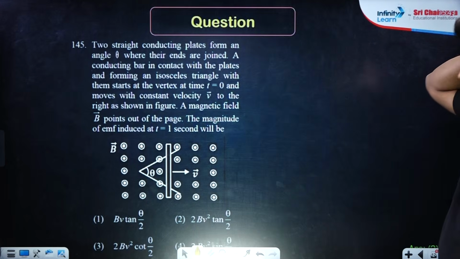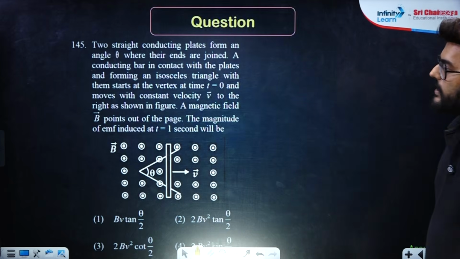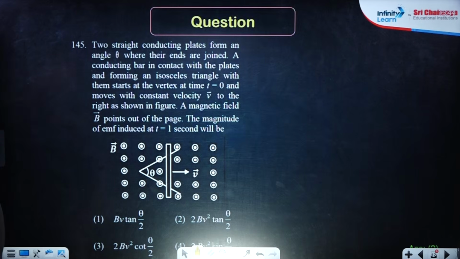Next, this is a nice question, and I think many of you might be missing on how to solve this also. There are two straight conducting plates. They are forming angle theta where their ends are joined. A conducting bar in contact with the plates, forming an isosceles triangle with them, starts at the vertex at time t is equal to 0 and moves with constant velocity v to the right as shown in figure. A magnetic field B points out of the page. What will be the magnitude of EMF induced at t equals to 1 second?